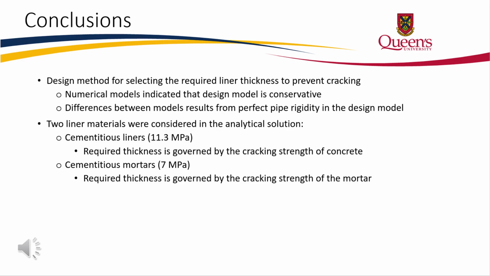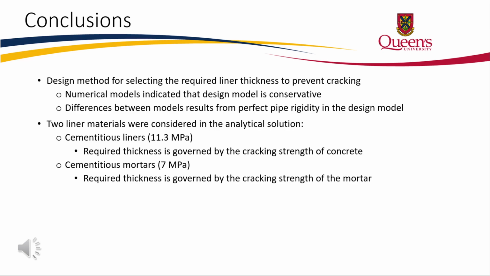Two liner materials were considered in the analytical solution: a cementitious liner with a tensile strength of 11.3 megapascals and a cementitious mortar with a tensile strength of 7 megapascals. The design of the liner was governed by the cracking strain of the concrete pipe, and the design of the mortar was governed by the tensile strength of the mortar.